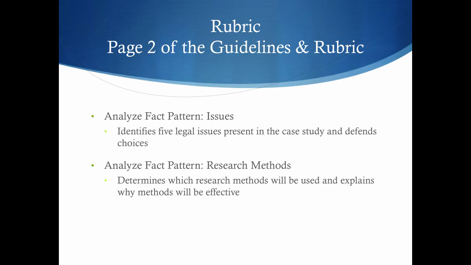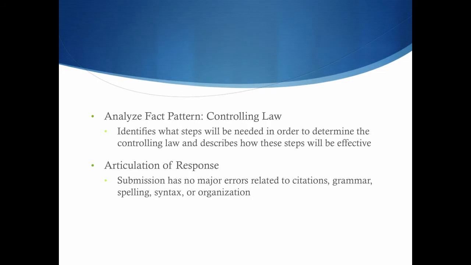Number 2, you need to analyze that fact pattern. Research methods. You determine which research methods will be used, and then you explain why the methods that you selected will be the most effective. You analyze a fact pattern looking for the controlling law. Identify what steps will be needed in order to determine the controlling law and describe how these steps will be effective. Controlling law is the mandatory law.